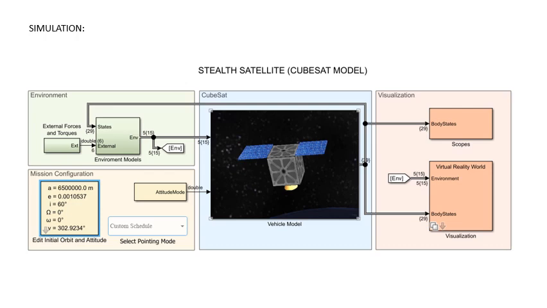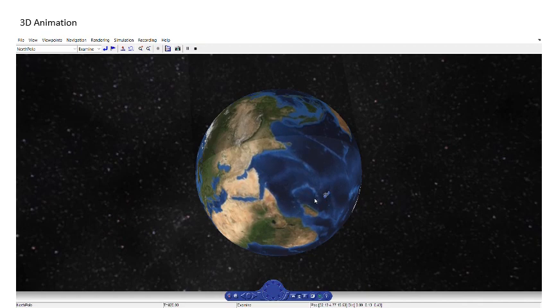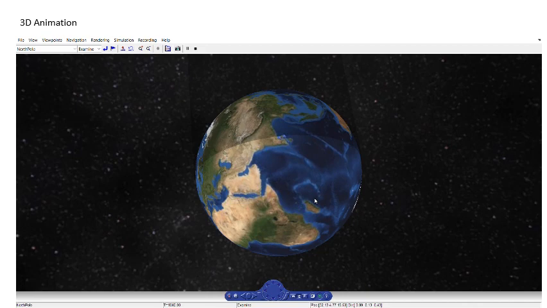As we can see, these are the values which have been given. We can change those values based on the requirements. And also this is the simulation. As we can see, the satellite is moving. This was the path which we decided, and the satellite is tracking that.